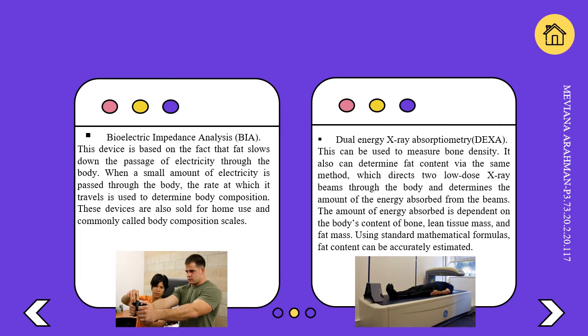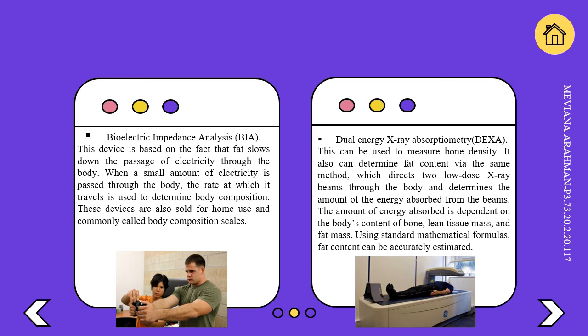The third one is bioelectric impedance analysis, or BIA. This device is based on the fact that fat slows down the passage of electricity through the body. When a small amount of electricity is passed through the body, the rate at which it travels is used to determine body composition. These devices are also sold for home use and commonly called body composition scales.